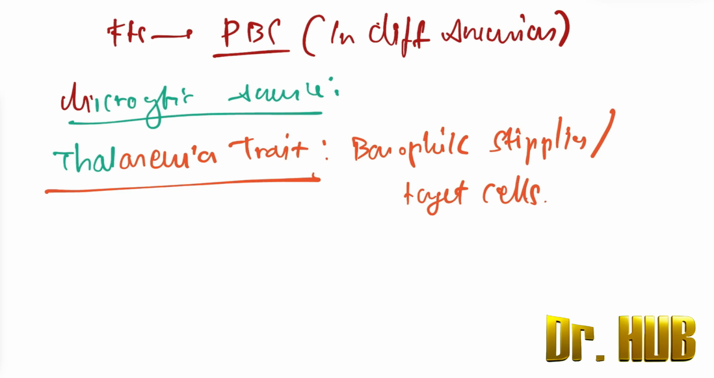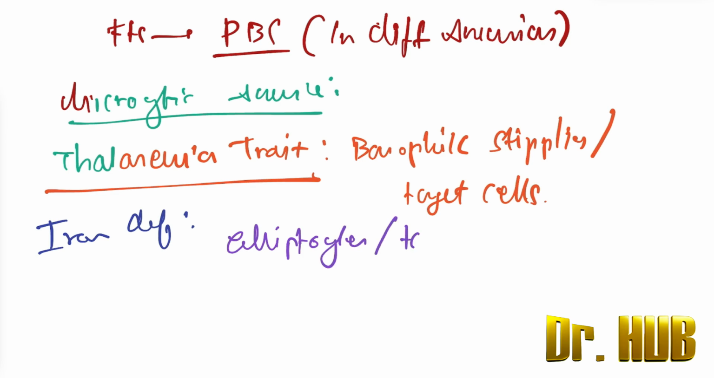Next, we look at iron deficiency. In terms of iron deficiency, there is presence of elliptocytes as well as target cells.